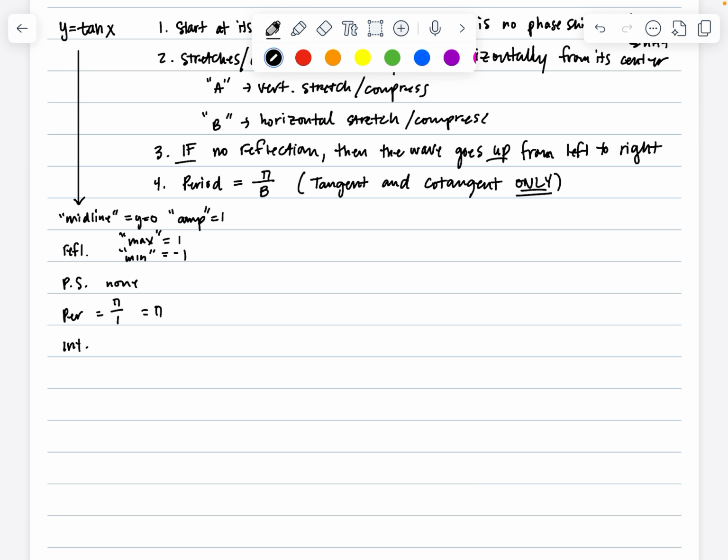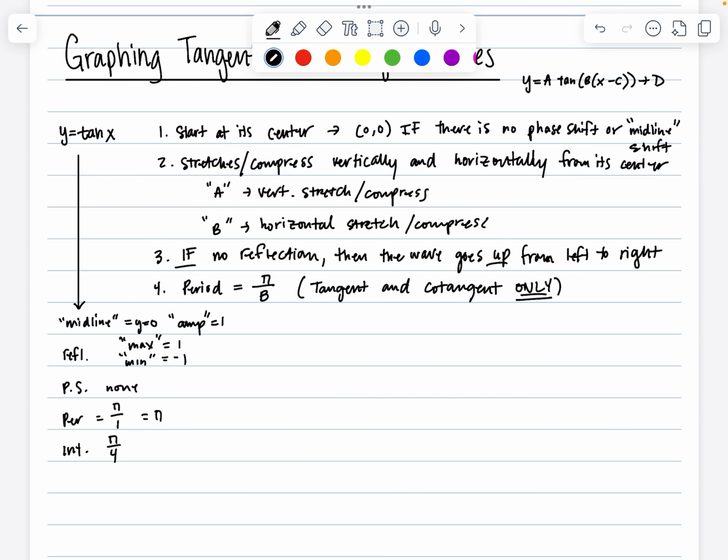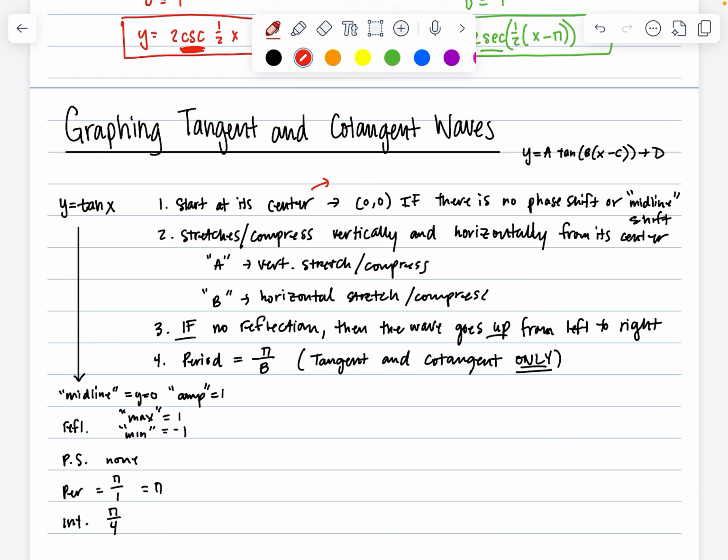Interval length is still the same, divided by 4, because we want 4 sections of it, so it's pi over 4. But this is the important thing. I probably should have done this: start at its center if there's no phase shift. We actually need to go 2 to the left and 2 to the right. So we graph starting at its center. I would definitely make this little subnote: we need to go 2 intervals left and right of center to graph.